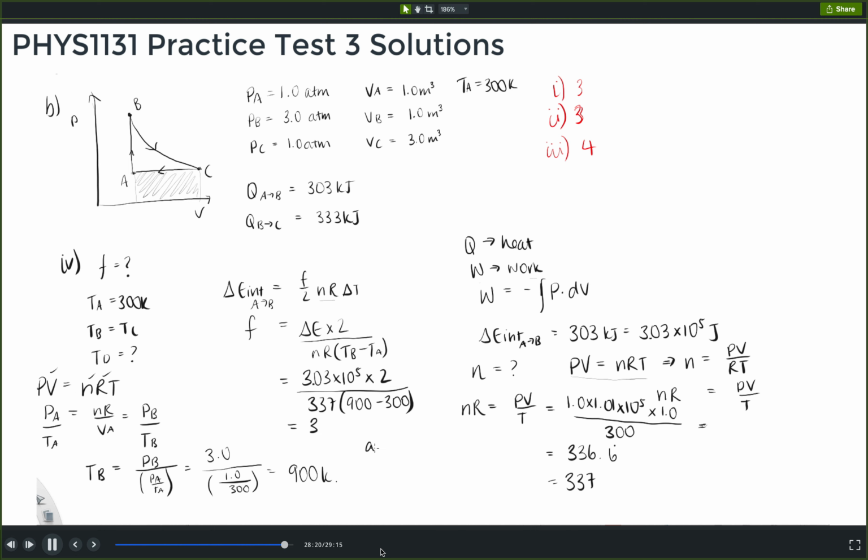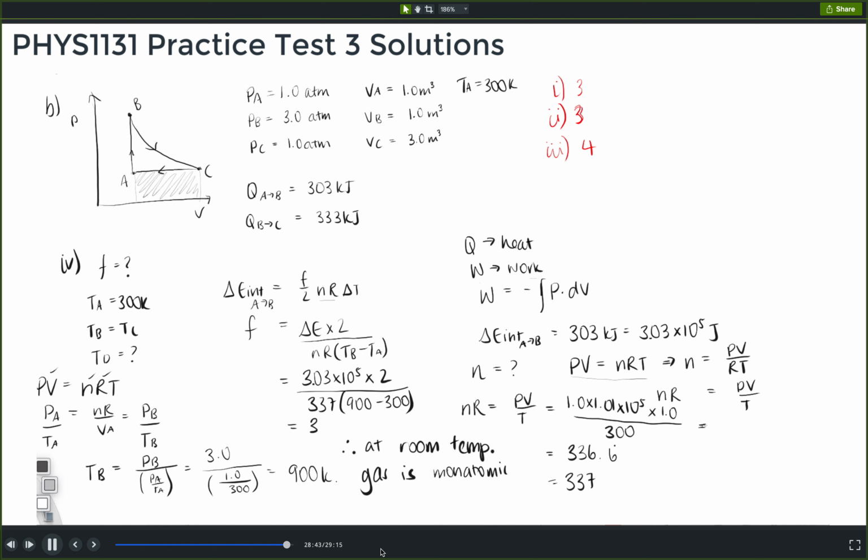At room temperature, which is roughly what 300 Kelvin is, the gas is going to be monatomic. That means it only has 3 translational degrees of movement, and it has no rotational or vibrational.